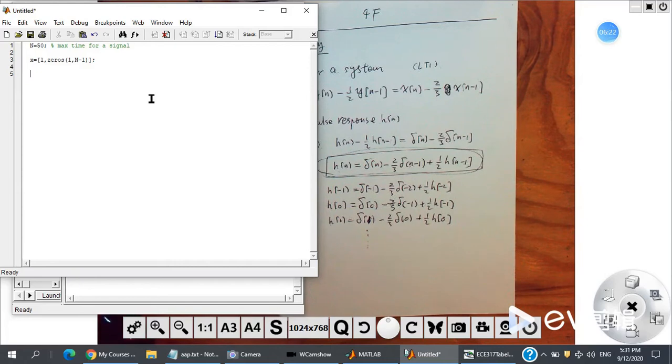Then what will be h? We need a loop. So firstly I give the size of h. Suppose h is just x times 0. You can also use another way to give it. That means h is a vector, the size is the same as x, and all the values are 0.